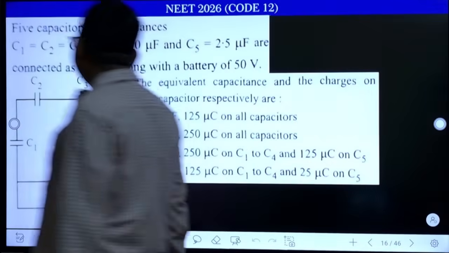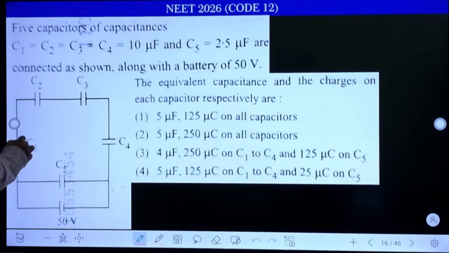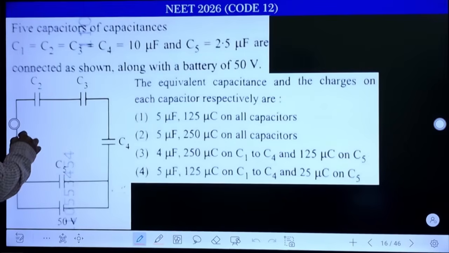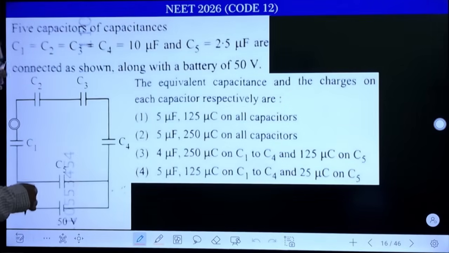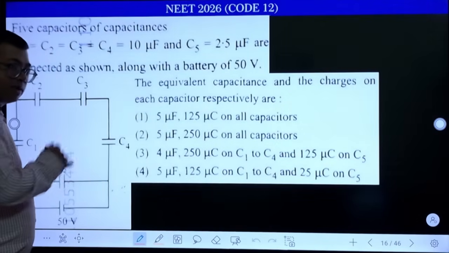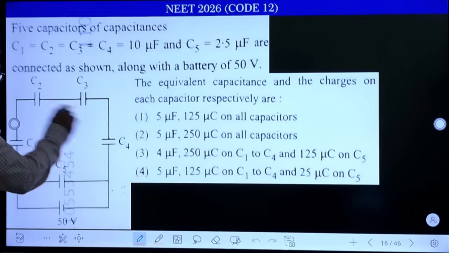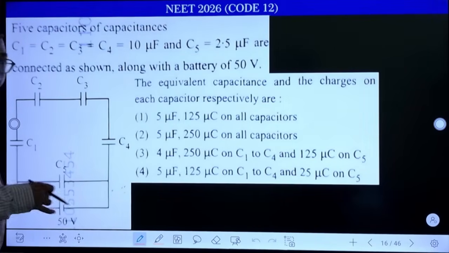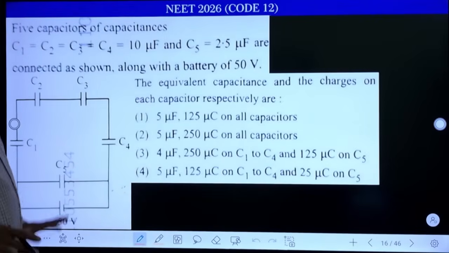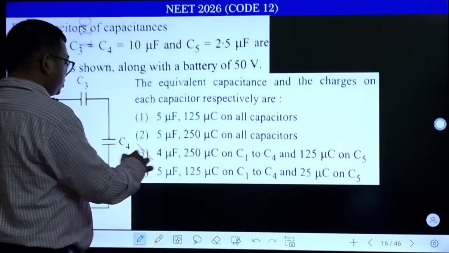Equivalent capacitance. So you can clearly see this 1, 2, 3, 4 are all in series. So all in series will become 10 by 4, which means 2.5. Correct? And the parallel one is also 2.5, so 2.5 plus 2.5 will again become 5. So equivalent is going to be 5. So the third option is wrong.